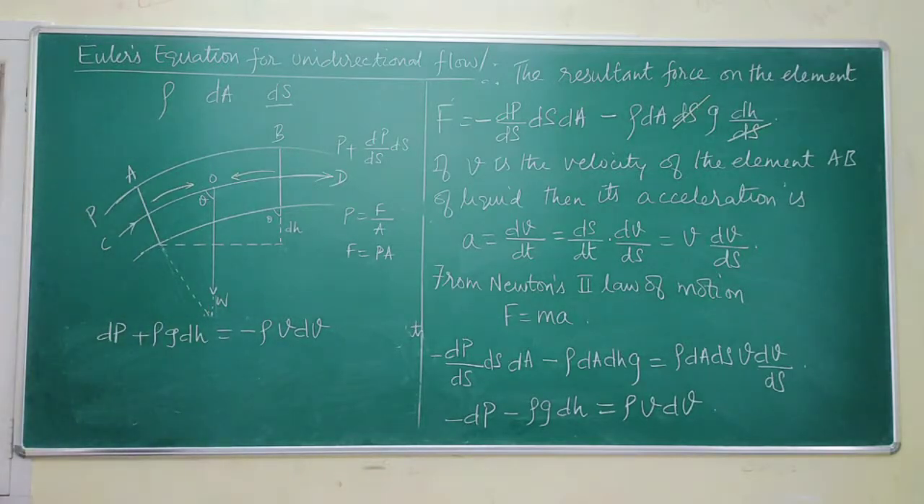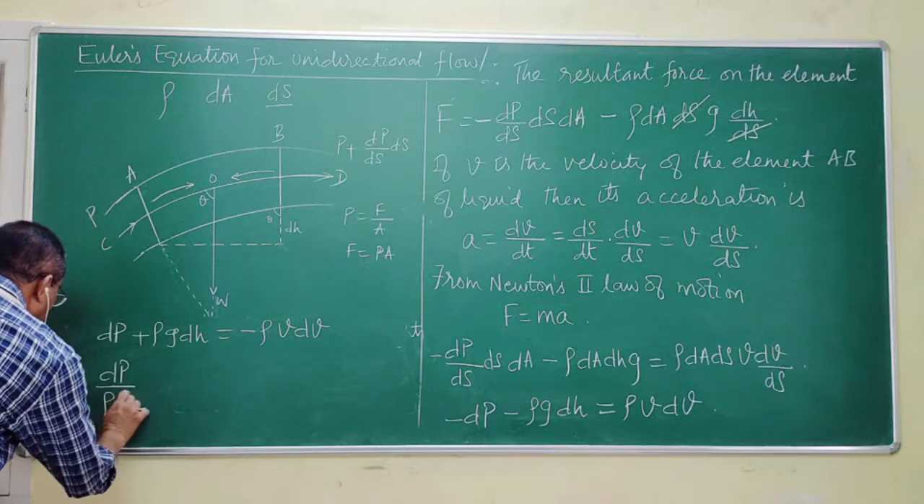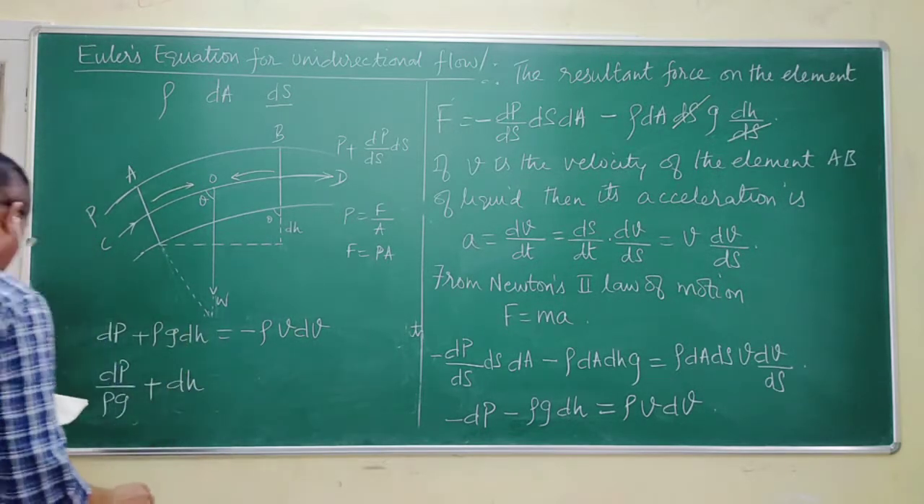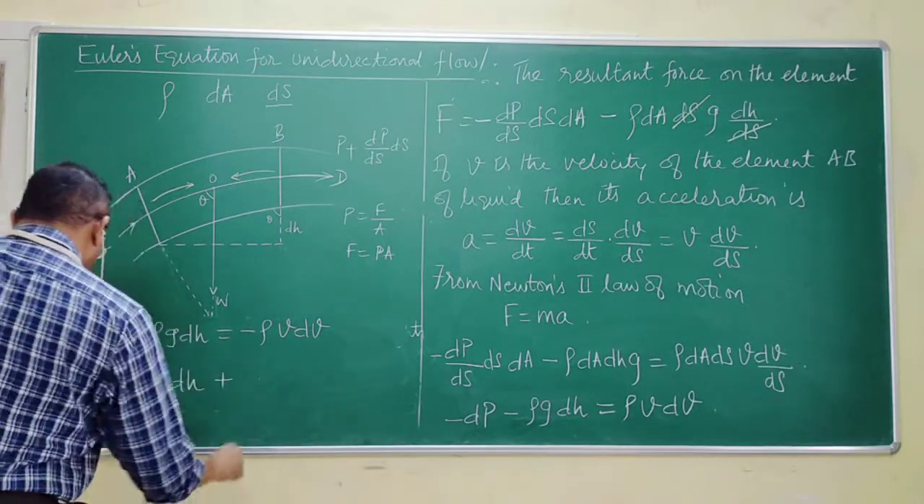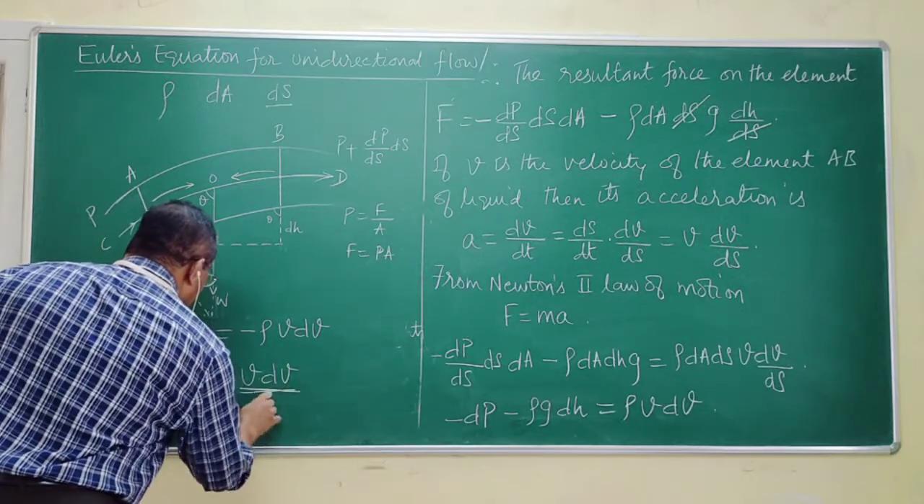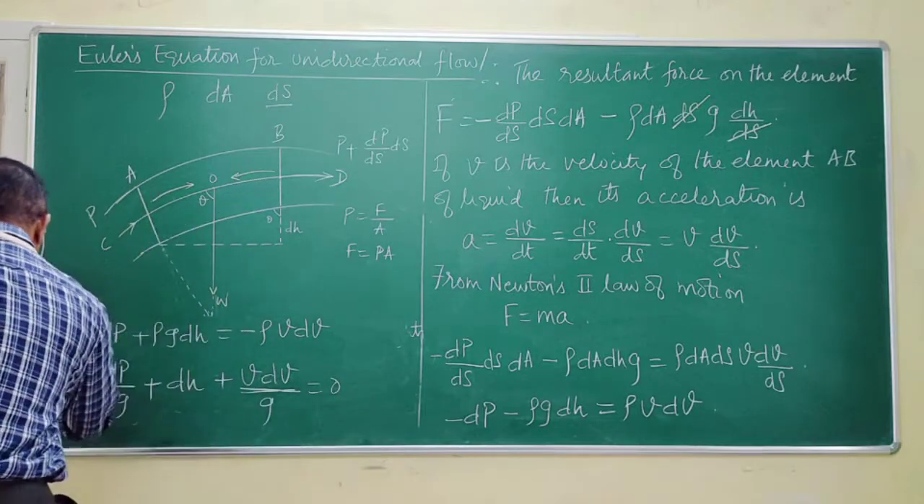Now sir, what I am going to do is divide this expression throughout by rho g. Therefore, dividing by rho g throughout, this is going to be dh. If I bring this side plus v dv, I am going to divide by rho g. Rho will get cancelled. Therefore, I will get g is equal to 0.